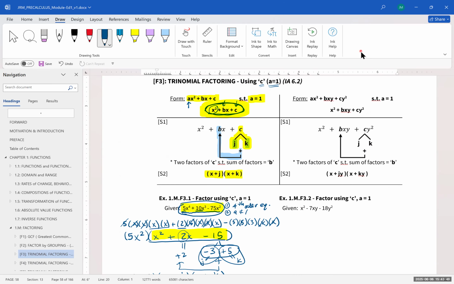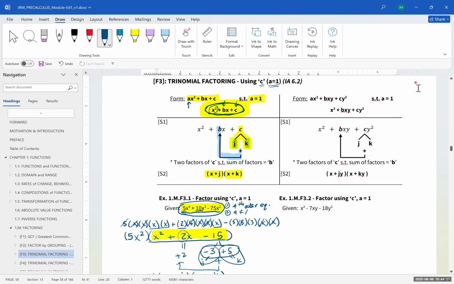So let's look at this next example. This next example is pretty much the same, except instead of an expression with one variable, we have an expression in two variables. Variable x is to a second power, and variable y is also to a second power. Basically, the process is the same.